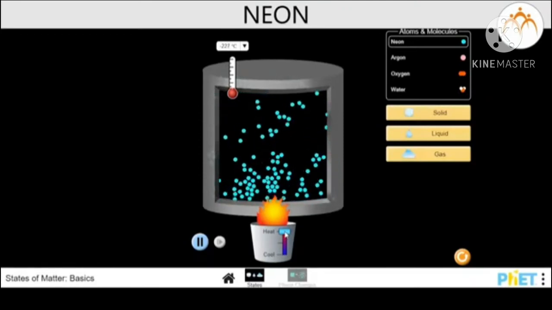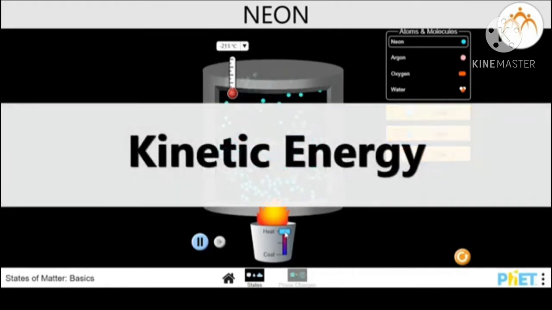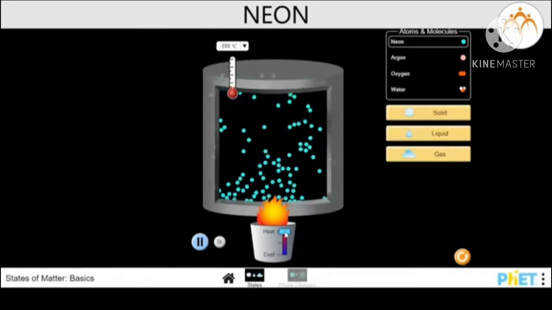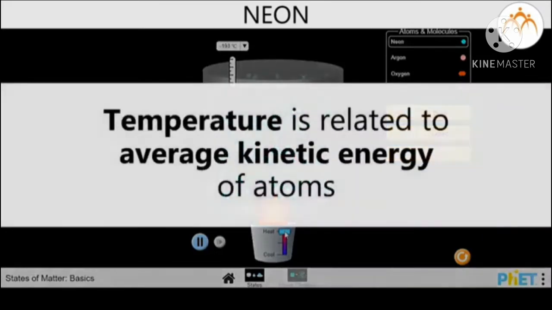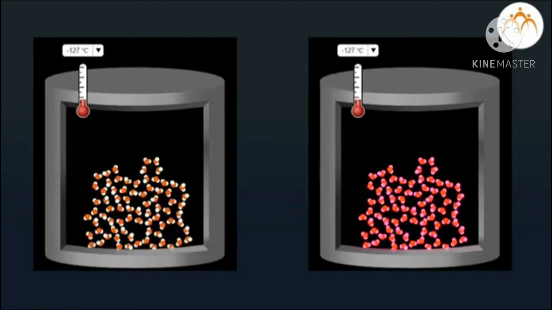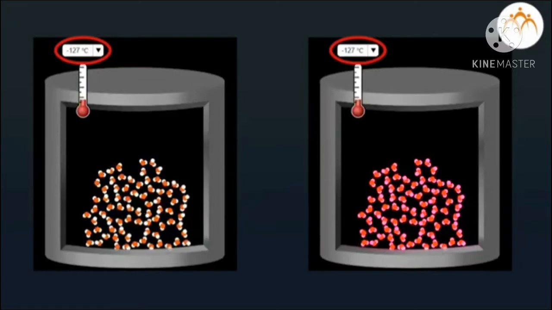As atoms are moving all the time, they have kinetic energy. The total kinetic energy of the atoms in a substance is the measure of heat contained in that substance. Temperature of the substance is related to the average kinetic energy of atoms. If two different substances have the same average kinetic energy, their temperatures are also equal.